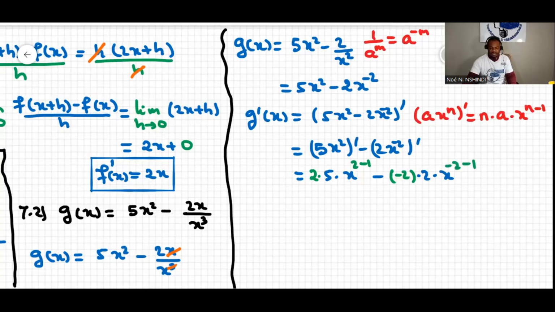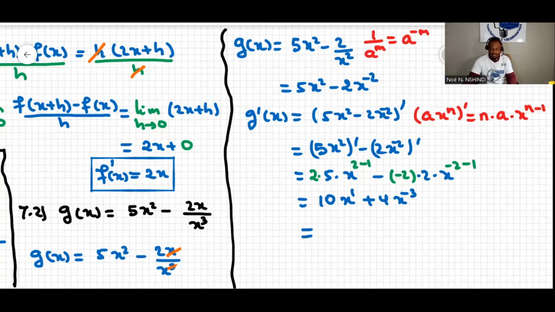Now this will become 2 times 5, which is just 10. So I write 10 times x to the power of 1. I don't need to write the power of 1, I'll just say 10x. And then negative and negative I will make plus. 2 times 2 is 4, and then x to the power of -3.